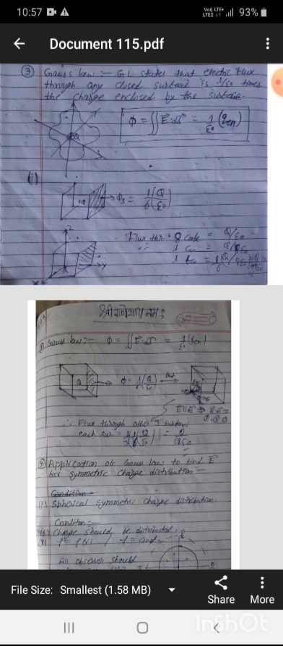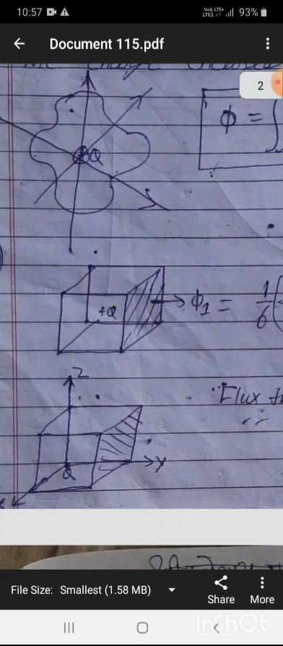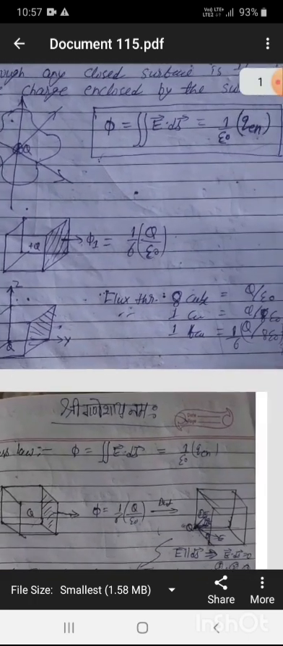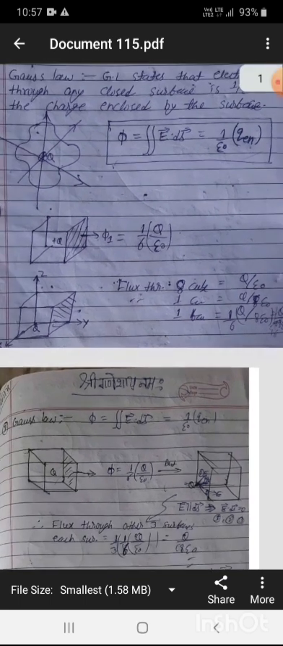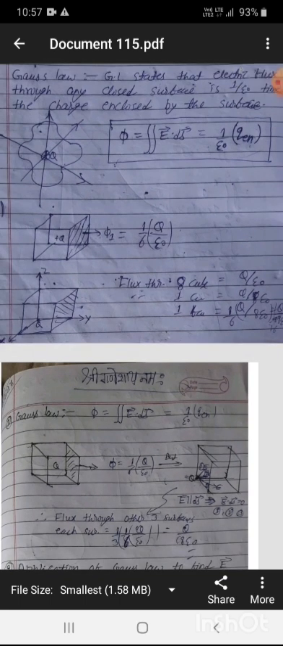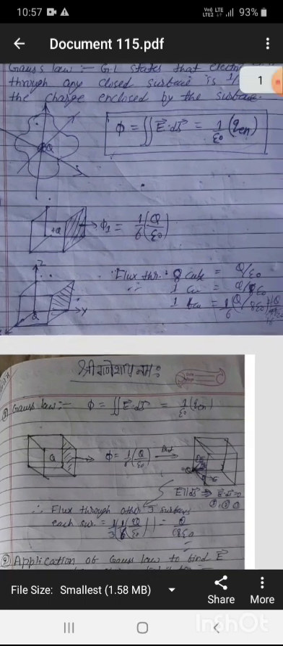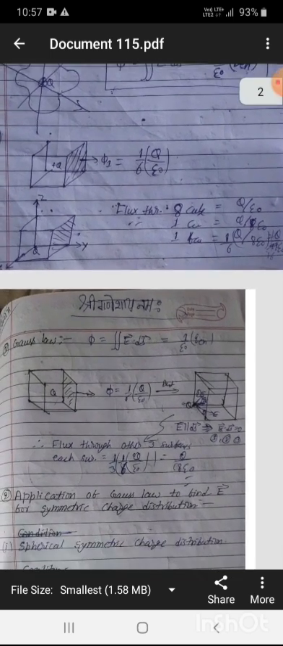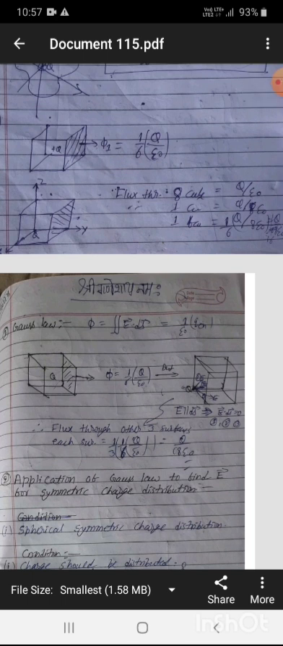Suppose there is a charge Q which is enclosed by a closed surface, then electric flux is given by 1 upon epsilon naught times the charge enclosed by the closed surface. And on this basis, we are going to calculate flux through the surface of a cube.